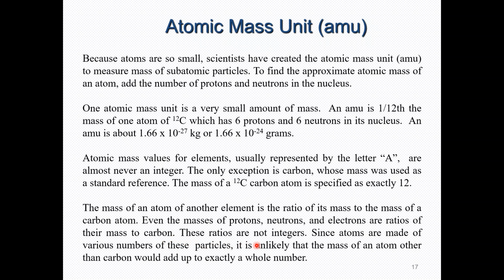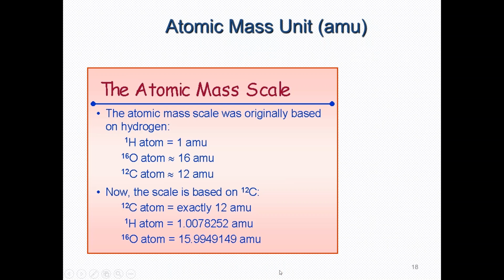These ratios are not integers, and the reason for this is that atoms are made from various numbers of these particles. We say protons and neutrons are the well-known particles, and atoms are normally made from a combination of these particles. So it's unlikely that the mass of an atom other than carbon would add up to exactly a whole number.